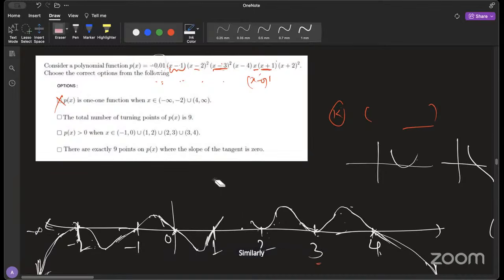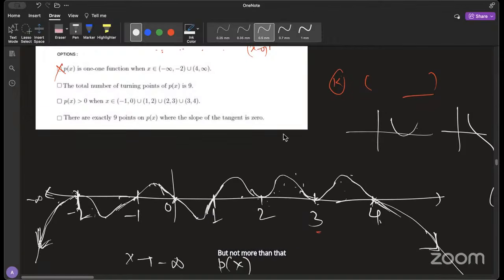Similarly, I can't have something like that in other parts as well. I can't take this as this, because then we'll have 8 turning points and 9, 10, 11, 12, 13. There'll be a lot of turning points, right? Whereas we can only have 9 turning points. Maximum 9 turning points. It could be less than 9, but not more than that. That means this should be how it is.